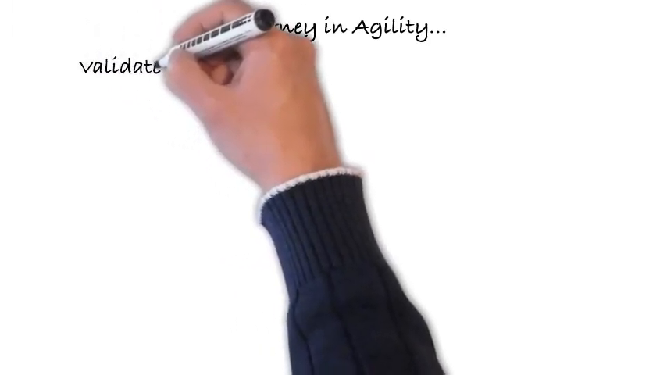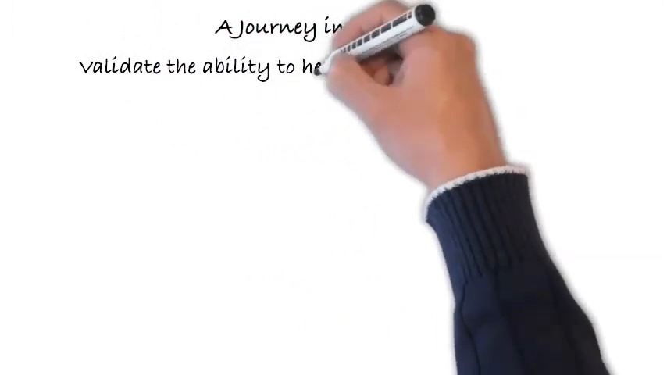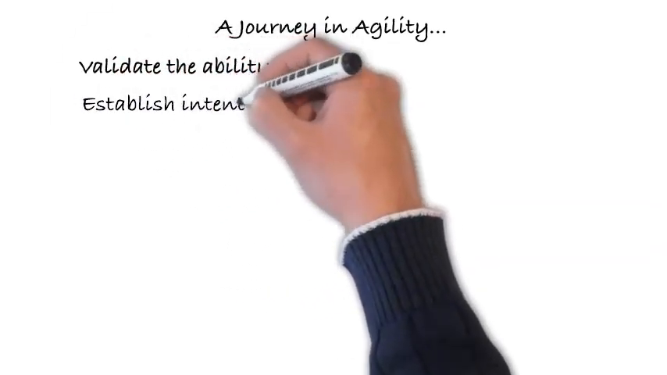Now that we've spent time understanding the client, we need to validate our ability to help. Do we have the right people and resources to help the client achieve their goals? A big part of the validation process is to establish the intent. Undertaking an Agile journey represents a significant investment. Because of this, we need to understand what the client sees as their end goal.